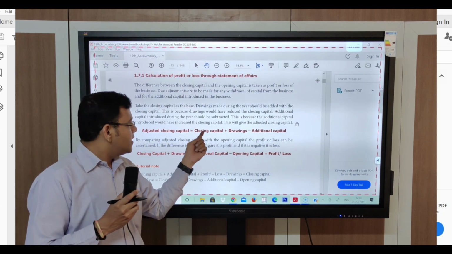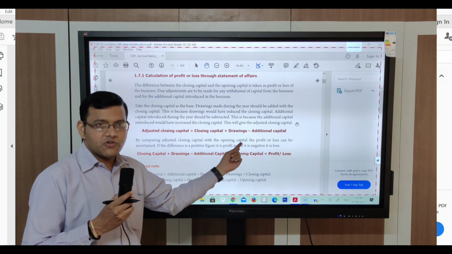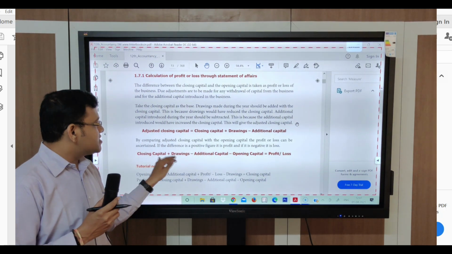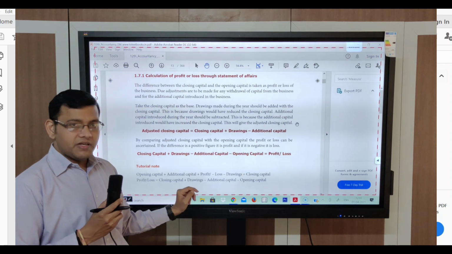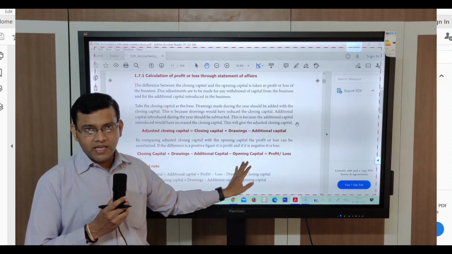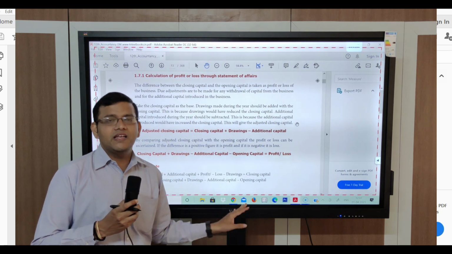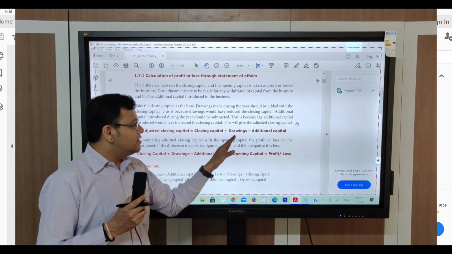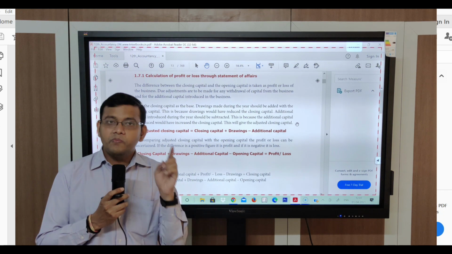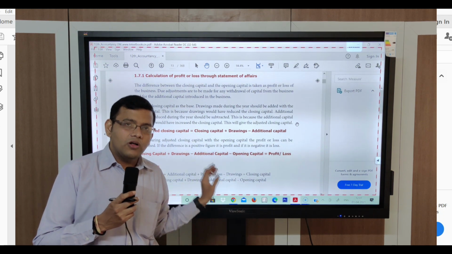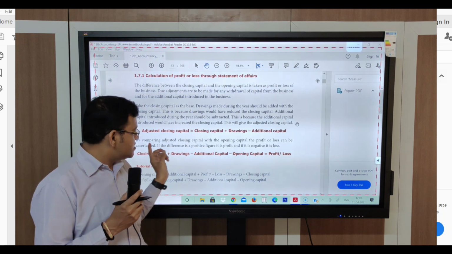So the closing capital plus drawings minus additional capital, and if you subtract the opening capital, we will be getting the profit or loss. This is exactly what we are going to do in this chapter, and this formula is very important. So please note down this formula for the sake of understanding all the next problems. Adjusted closing capital is equal to closing capital plus drawings minus additional capital.